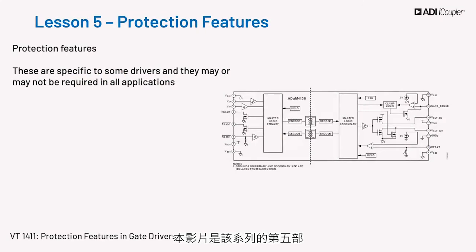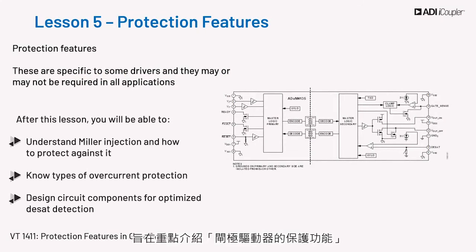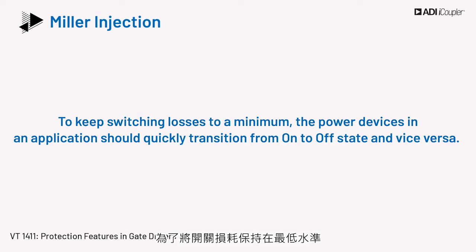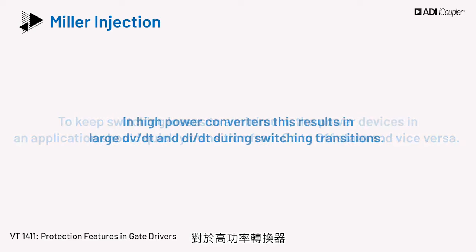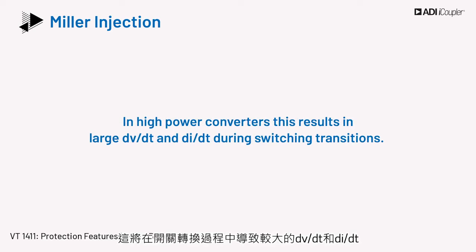This video is the fifth in the series and will focus on protection features in gate drivers. To keep switching losses to a minimum, the power devices in an application should quickly transition from the on to the off state and vice versa. In high-power converters, this results in large dV/dt and di/dt during switching transitions.